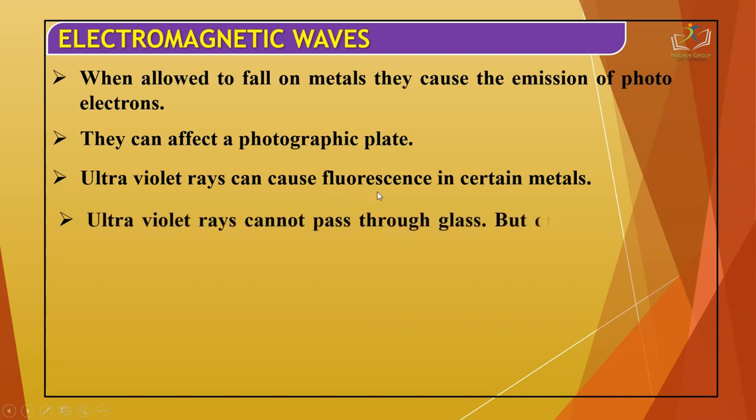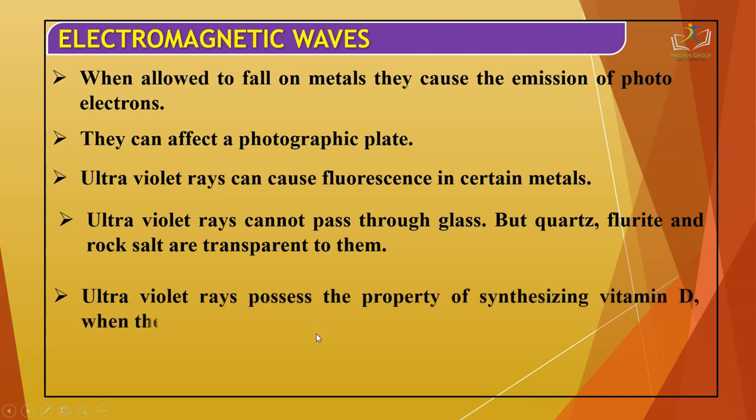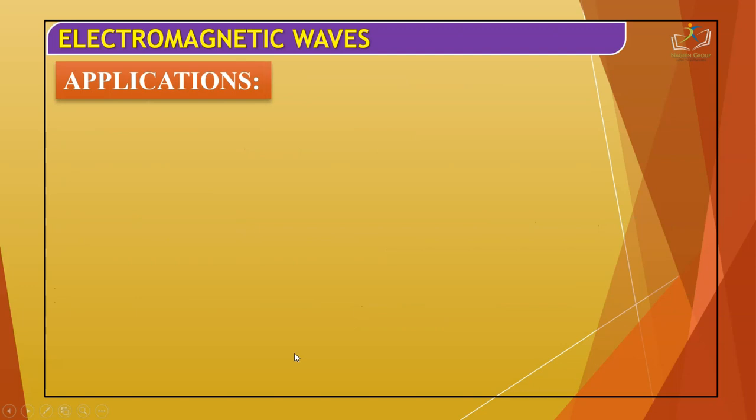What is the meaning of fluorescence? A lightning in certain metals. Ultraviolet rays cannot pass through glass, but quartz, fluorite, and rock salt are transparent to them. Ultraviolet rays help in synthesizing vitamin D when skin is exposed to sunlight.